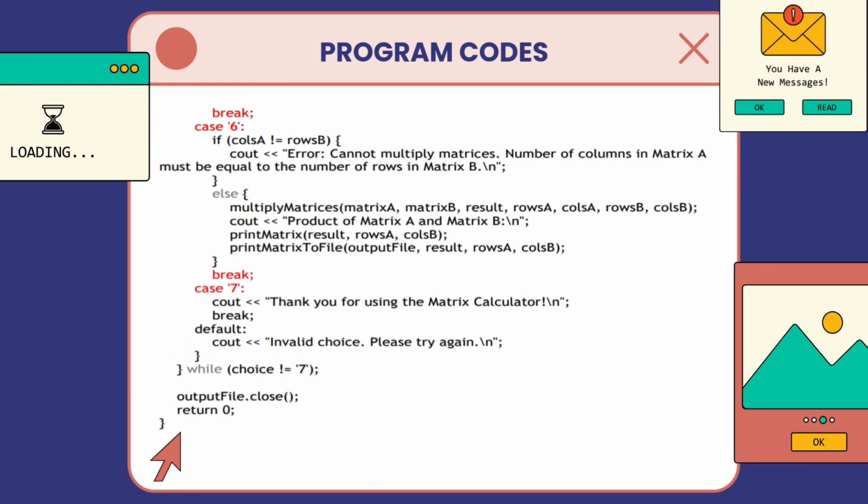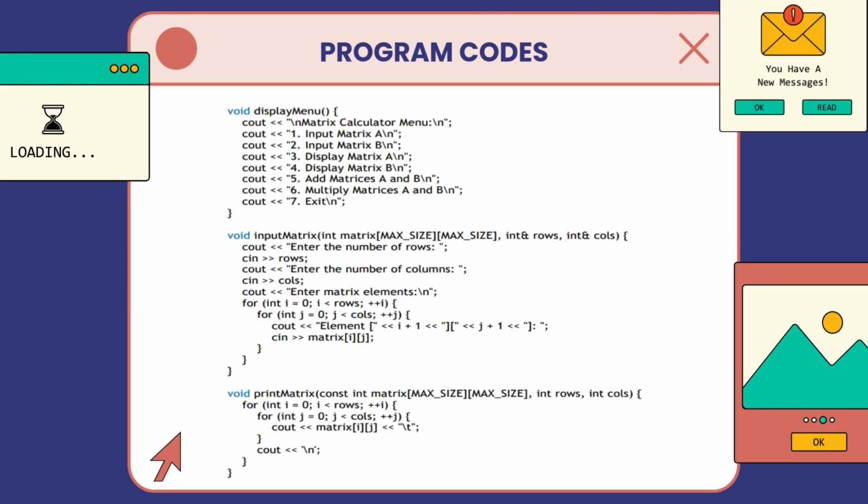So next, last, case 7. If we have done using this program or calculator, it will appear, thank you for using the matrix calculator. Or if we insert the wrong value, it will appear invalid choice. Please try again. This is void display menu.